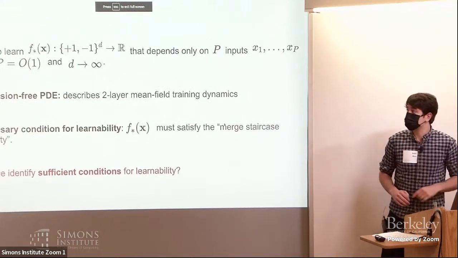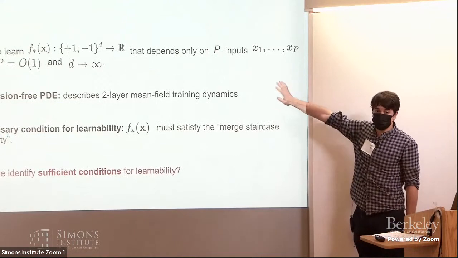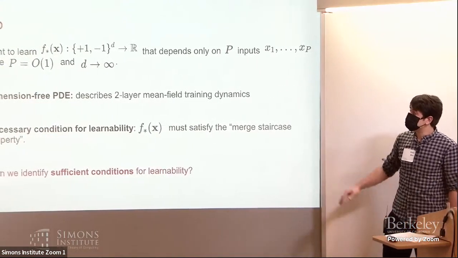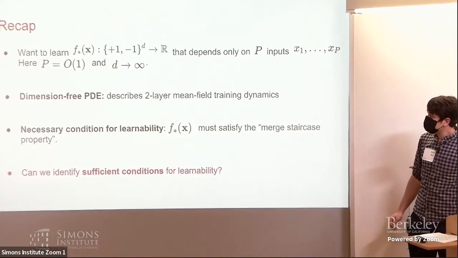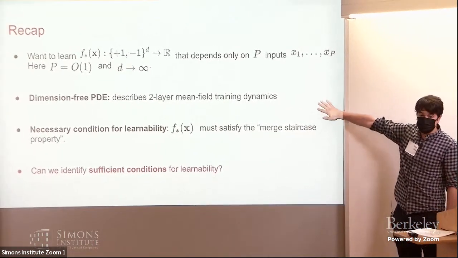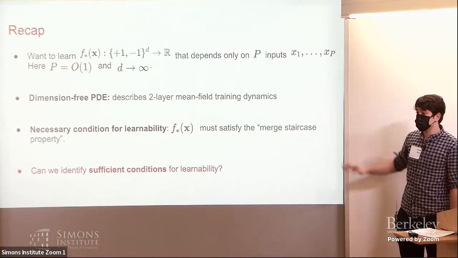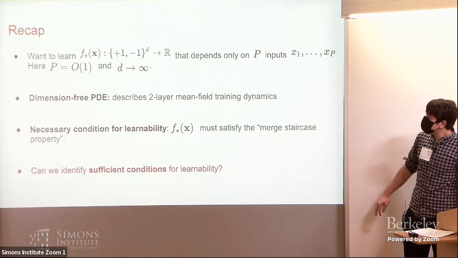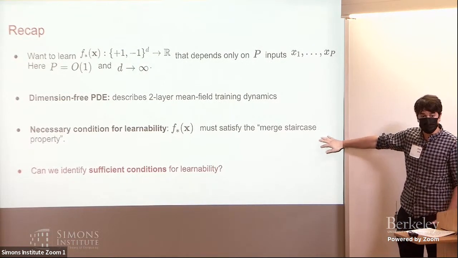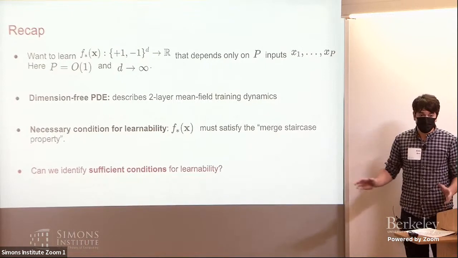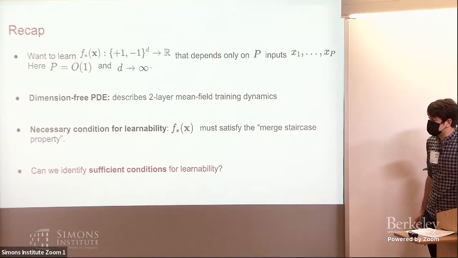Okay, is my mic on? Okay. Hi, so to recapitulate, we are trying to learn some target function f star. It depends on p inputs, and p should be thought of as constant as d goes to infinity. Theo has described some dimension-free PDE, which in the mean field limit describes the two-layer training dynamics. And he's given a necessary condition: you must satisfy this merged staircase property to be learnable. So now, in the last 10 minutes, I'm going to talk about sufficient conditions for learnability.